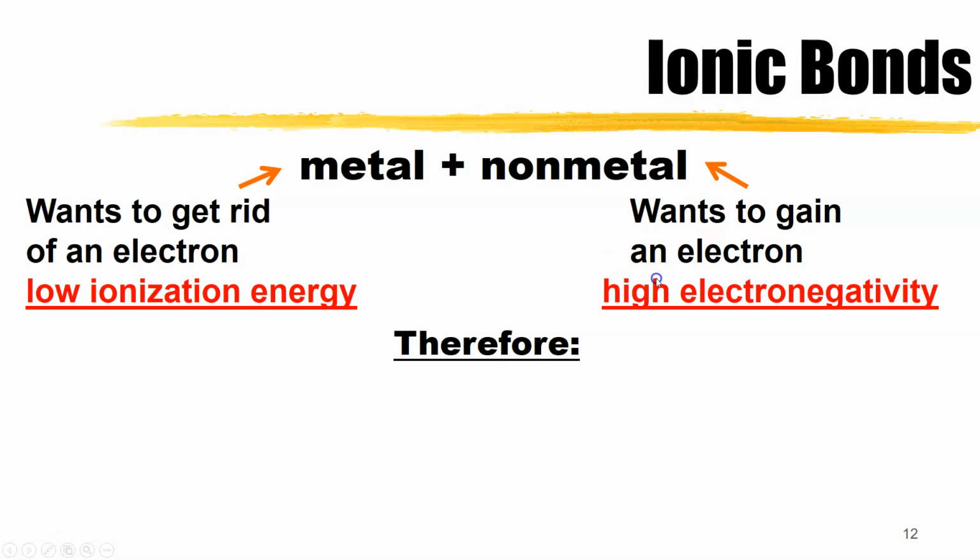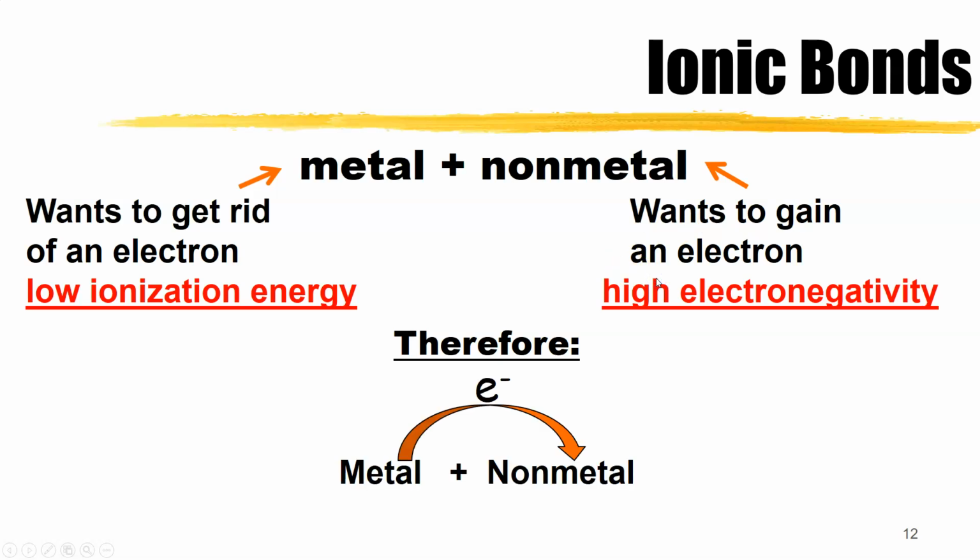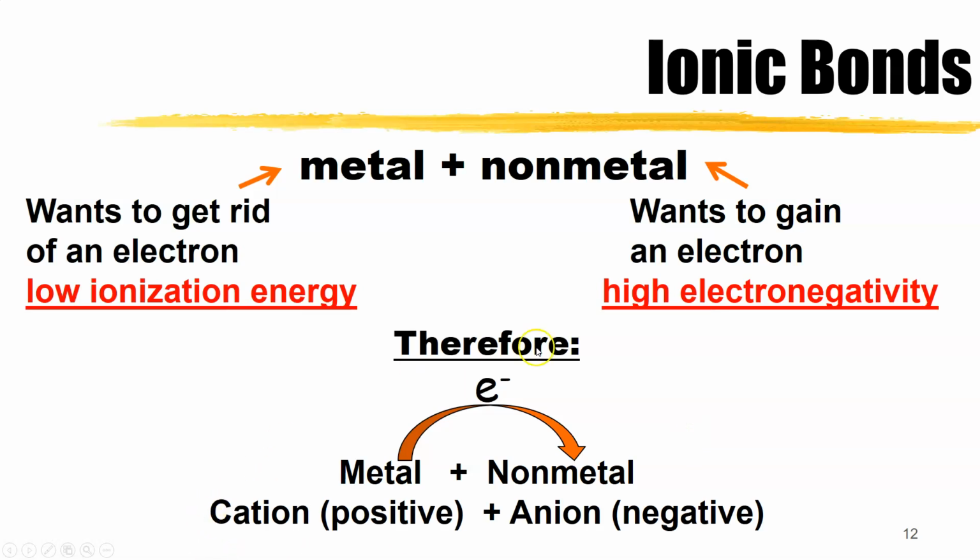That's why we can get that electron to transfer from the metal to the nonmetal, making a cation and an anion, and then that positive negative charge. And that's why they're connected with their electrostatic bond, right?